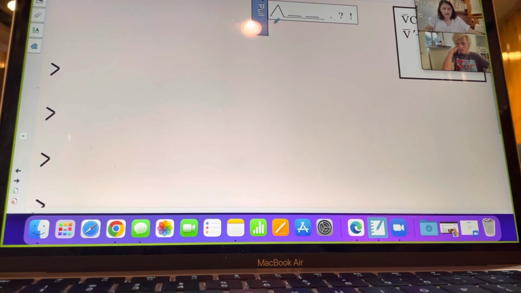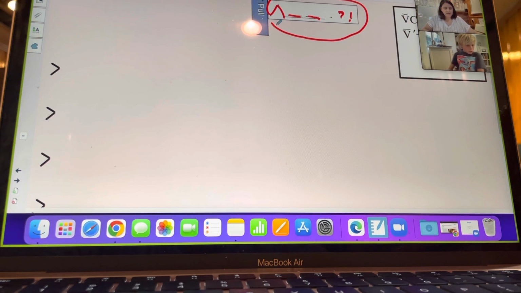Why don't you repeat after me? A sentence is a group of words that begins with a capital letter and ends with a punctuation mark. It has a subject and a predicate and forms a complete thought.